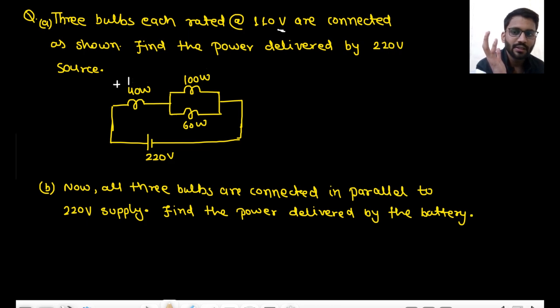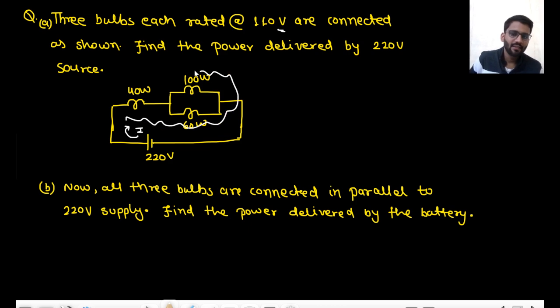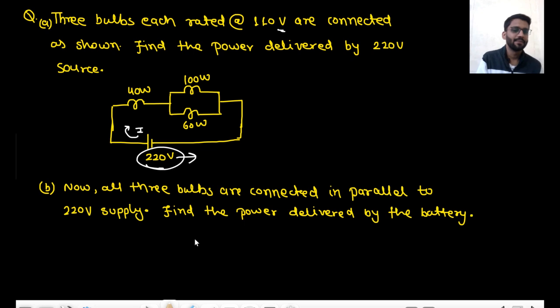Okay, so they are rated at 1110 volt and now connected as shown. Find the power delivered by the 220 volt source. That means you just need to find the current from this. For that you need the resistance here, so you have to replace the bulb by its equivalent resistance. And the resistance of the bulb is fixed. It doesn't depend on this supply.